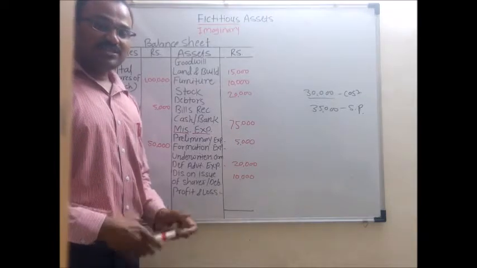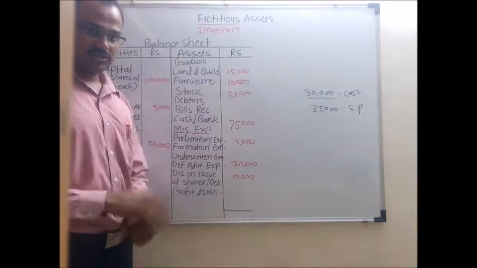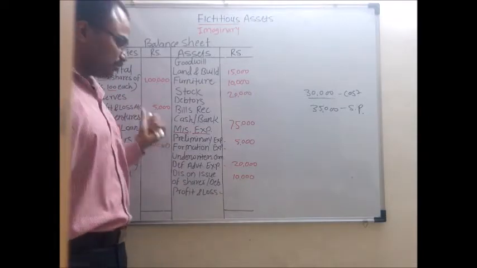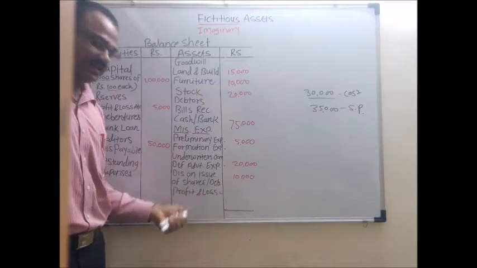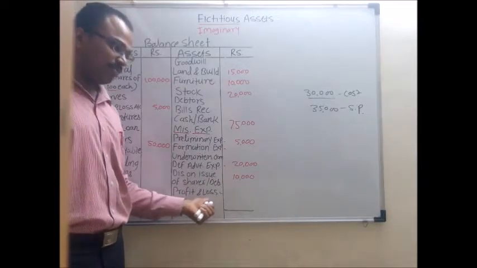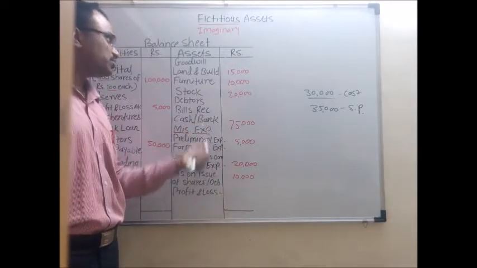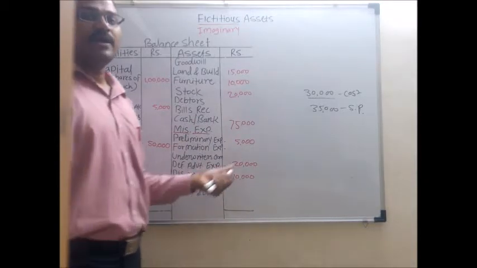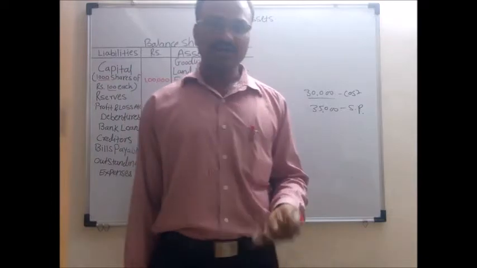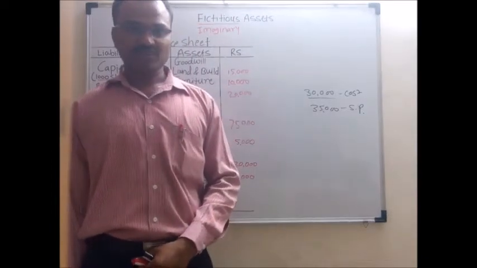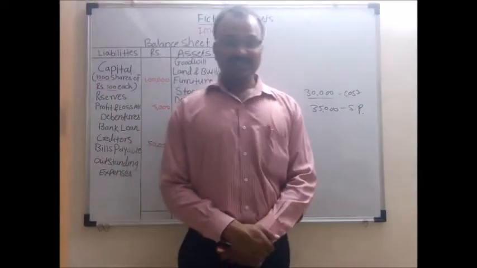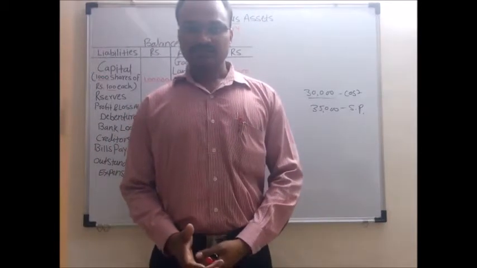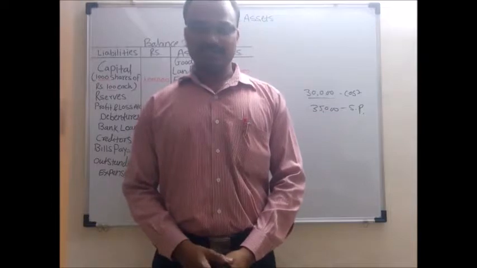Similarly, if the business incurs a loss or heavy losses, in that case the profit and loss account shows a debit balance, and that debit balance is shown on the asset side of the balance sheet, which is also a fictitious asset, not a real asset. Okay, so fictitious assets are basically not real assets.